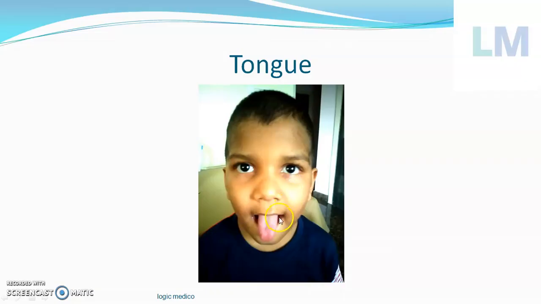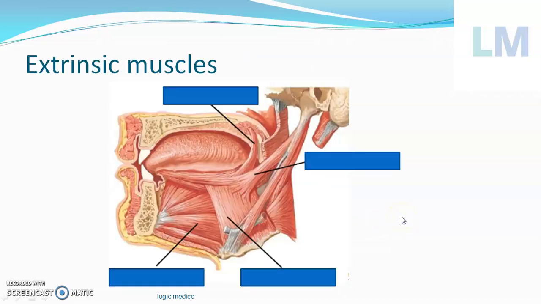On the tongue, there are two lateral borders, the right lateral and the left lateral border, and there is a tip. There is a surface facing upwards, called the dorsal surface, and the surface facing downwards is called the ventral surface of the tongue. Within this tongue, many muscles are there.